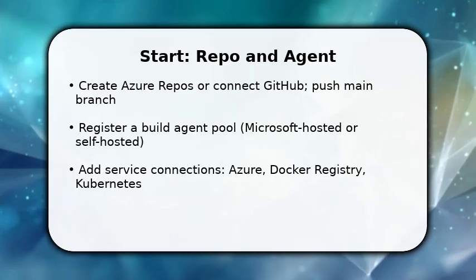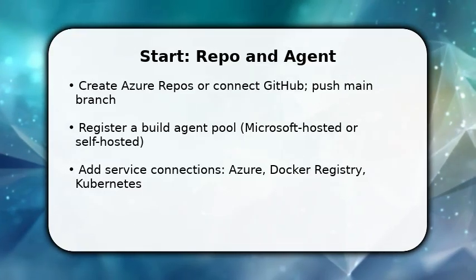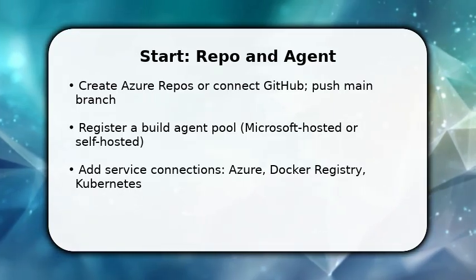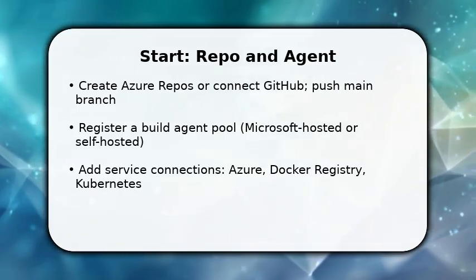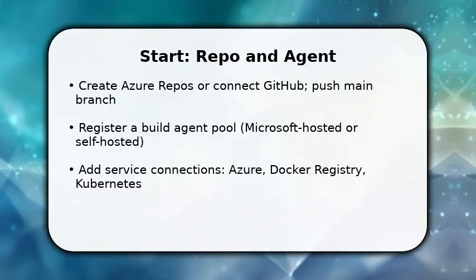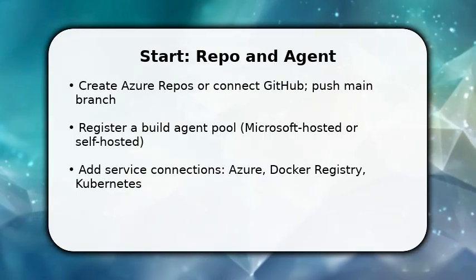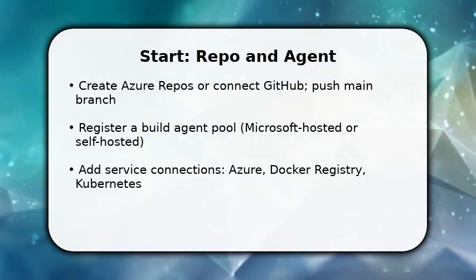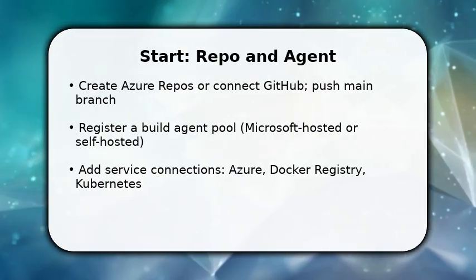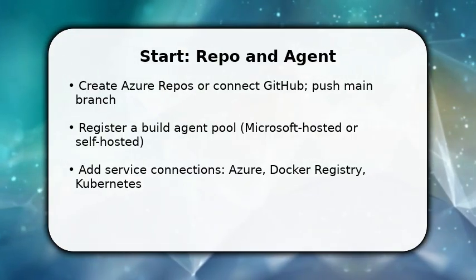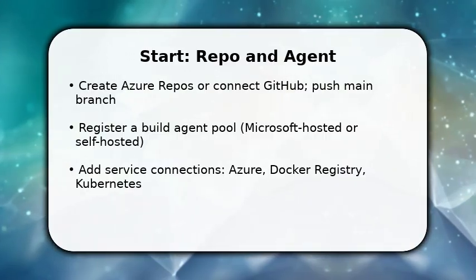You begin by preparing sources and agents so work flows. First, push your code to Azure Repos or link GitHub. This provides triggers for CI. Next, create or choose an agent pool, Microsoft-hosted for speed, self-hosted for custom tools. Then add service connections for Azure subscriptions, container registries, or K8s clusters.